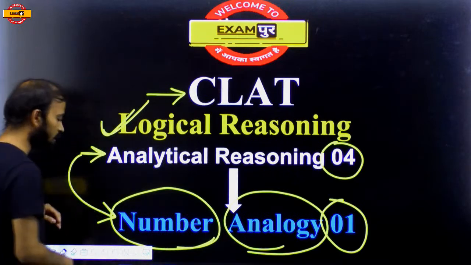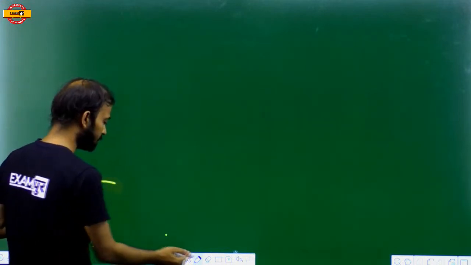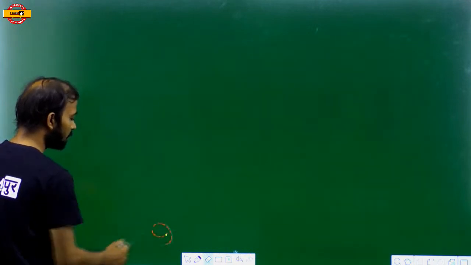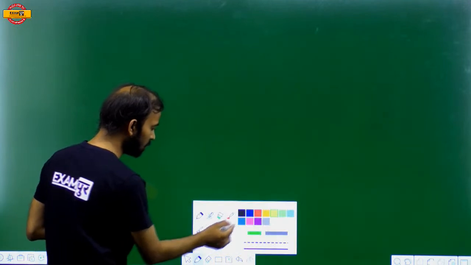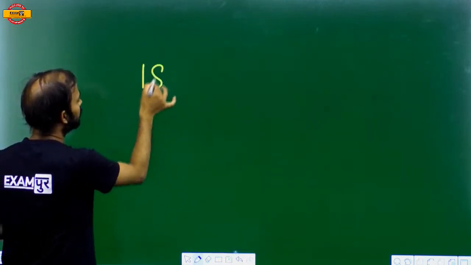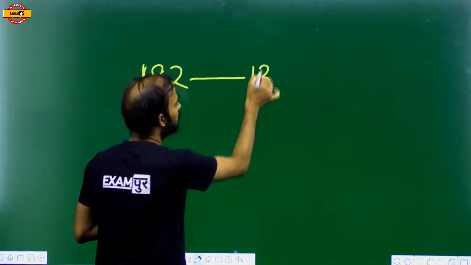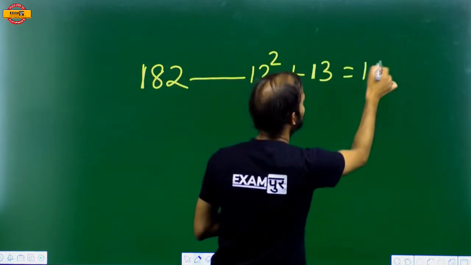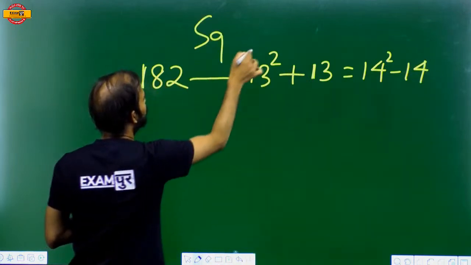Number analogy means what exactly? According to the number, for example, a number is given, what will you have to do exactly? For example, 182. Is this number related to squares and cubes? Can we represent 182 in the form of squares and cubes? 13 square plus 13, and it's also 14 square minus 14. So the number is related to squares and cubes.